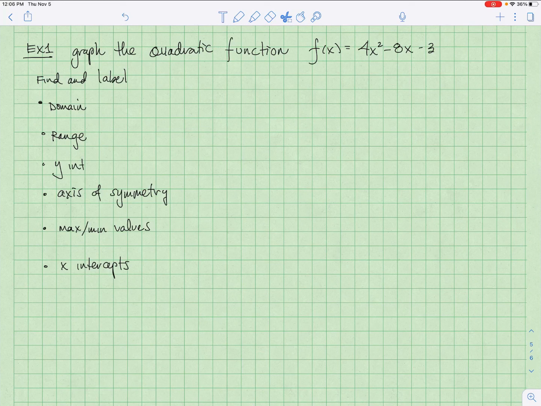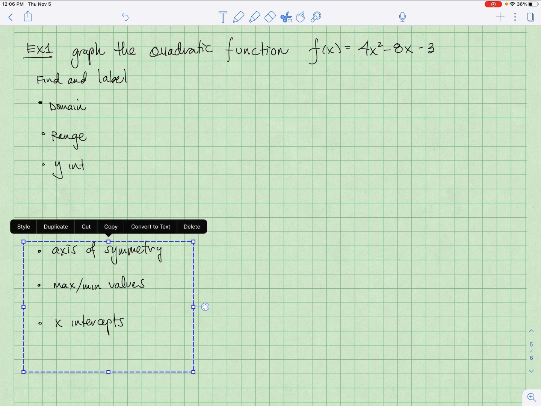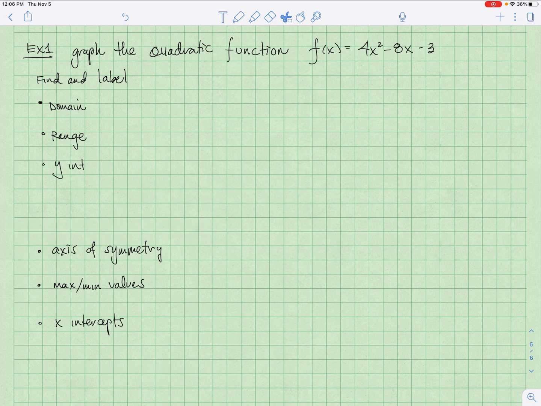All right, folks, let's dive into an example. Example 1: graph the quadratic function f of x is equal to 4x squared minus 8x minus 3. Find and label the domain, the range, the y-intercept, the axis of symmetry, the maximum and minimum values, the x-intercepts, and I should have said in here, the vertex should be in here somewhere. And it should be in black, not red.